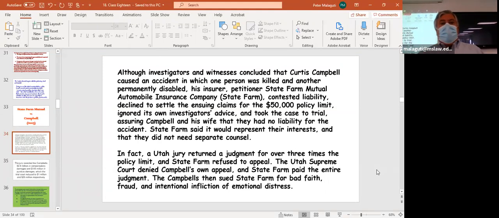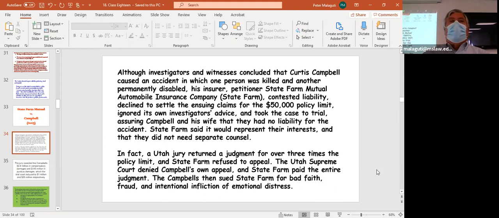And the insurance company will try to get reimbursed for it. But here, Curtis Campbell apparently is just totally and entirely at fault in this matter. He wants to settle for the policy limit of $50,000. The plaintiffs are willing to take the policy limit of $50,000. For some reason, State Farm Mutual wants to fight it instead. So it refuses to settle. It takes the case to court.